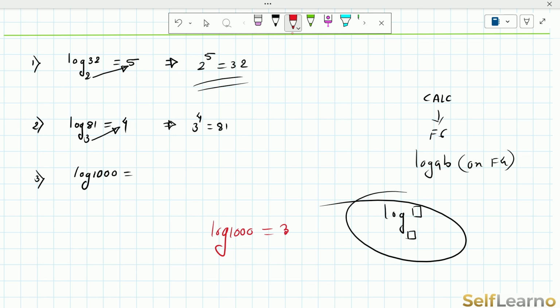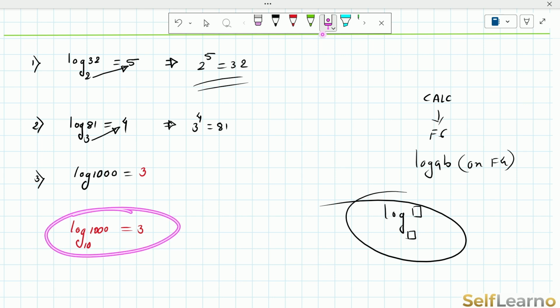Or what you can assume is that the base is not written, that means it is 10. And you can insert this in your calculator. This and this both will give you the same answer of 3. Right? If I want to convert this into the exponential form, the task is easy. 10 cube is 1000. It is true, right?